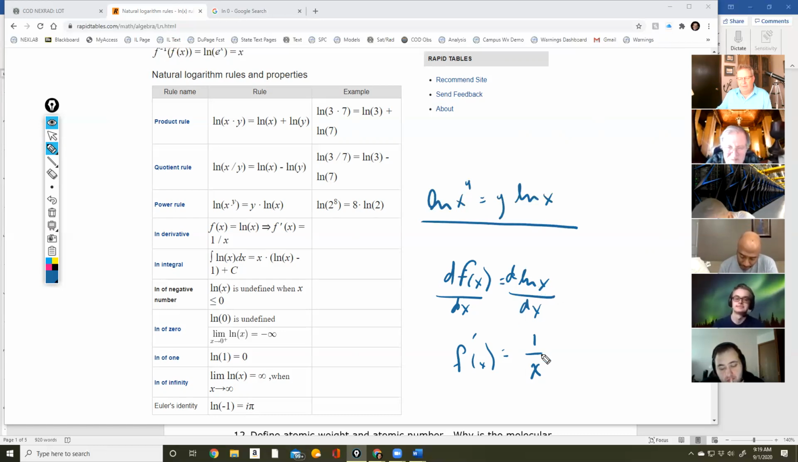The derivation of this one, as I recall, requires you to understand how to do natural log in Taylor series. It's a series of numbers. So you do not want to do that. You want to memorize and remember this forever. So in derivative, it comes down to 1 over x. That's it. So let's try this one.